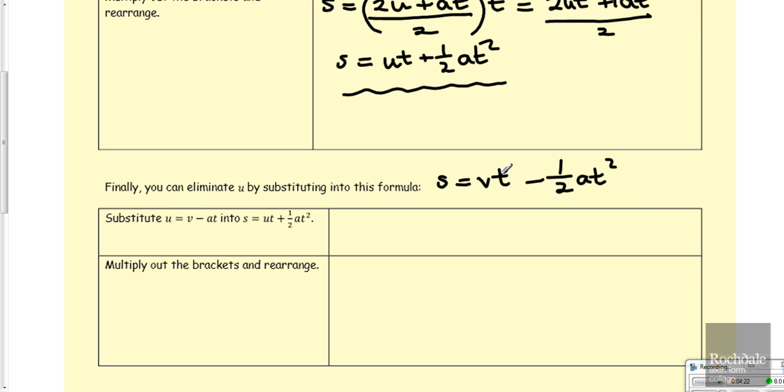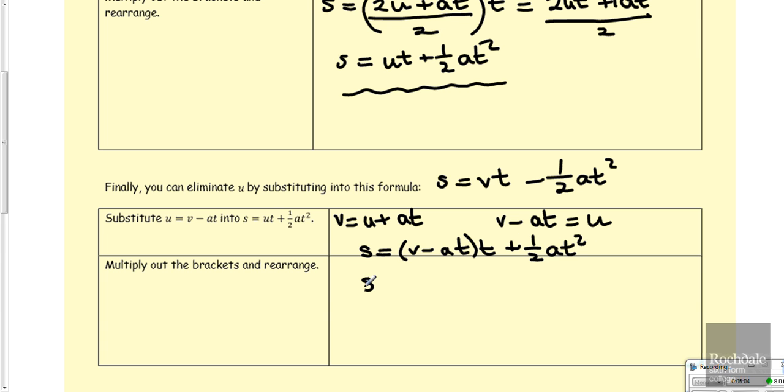So in this one we haven't got the u, so we're going to do the same thing as we did earlier. If you start off with the formula v equals u plus at, you can rearrange that and say that v minus at is equal to u. So we've got an expression for u, and now we can eliminate it. I'm going to substitute this expression into the equation we've just proven. So s equals, instead of writing u, I'm going to write this v minus at. That's multiplied by t, we're doing ut, plus a half at squared.